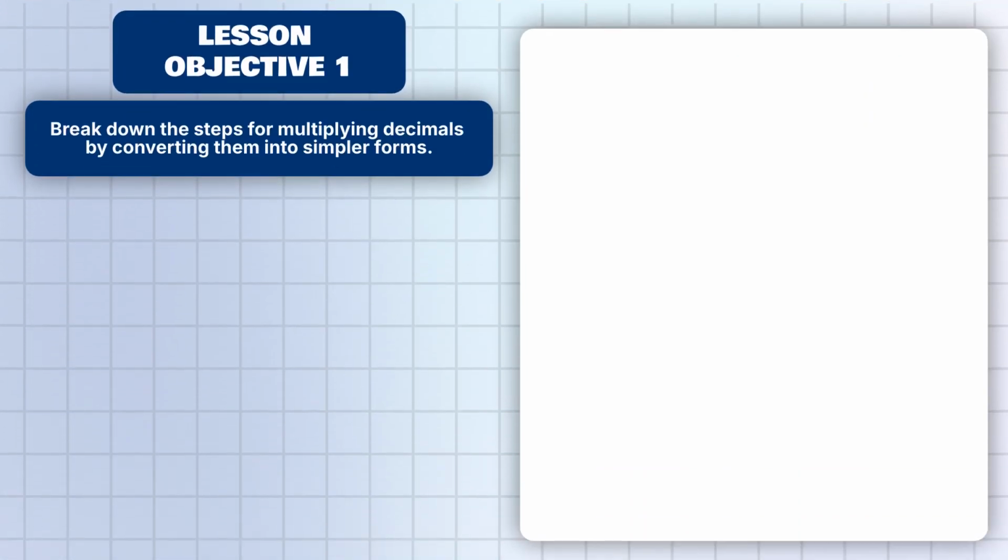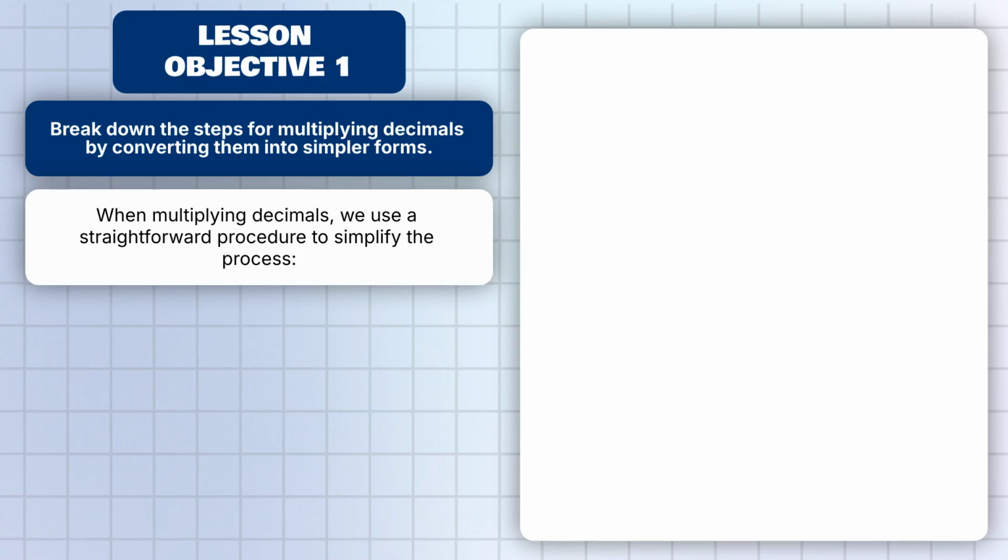Just as with addition and subtraction, multiplying decimals follows principles similar to those used for multiplying whole numbers. The primary difference is in handling the decimal points properly to ensure accurate results. When multiplying decimals, we use a straightforward procedure to simplify the process.